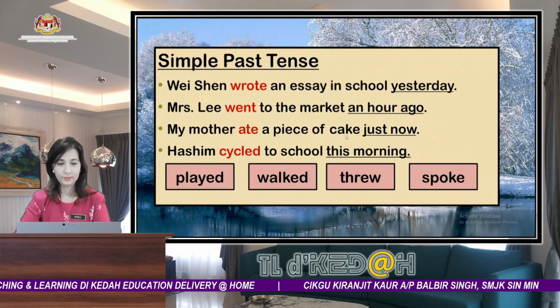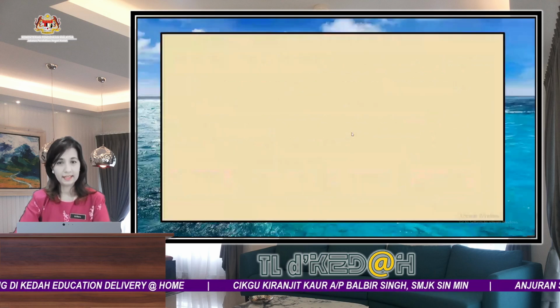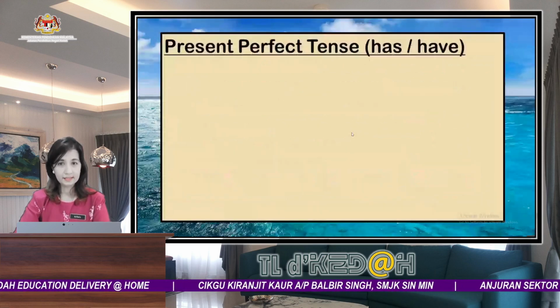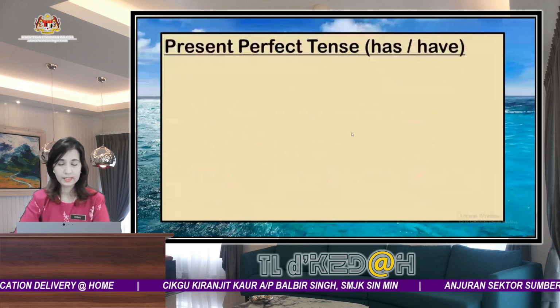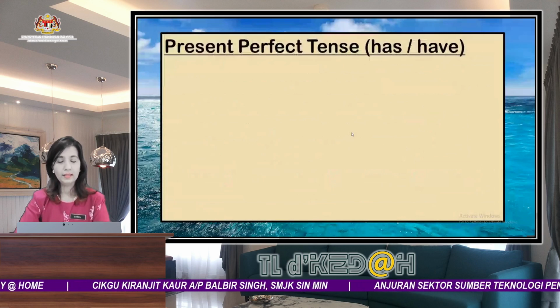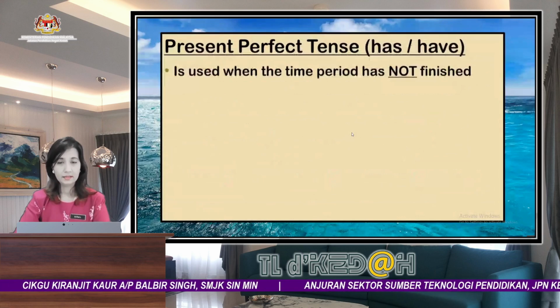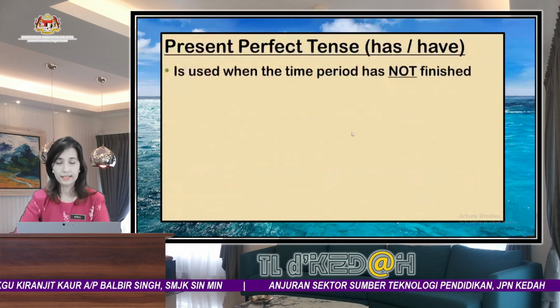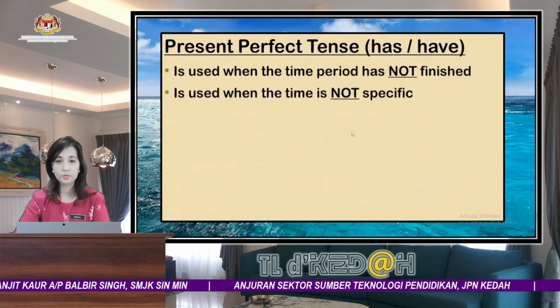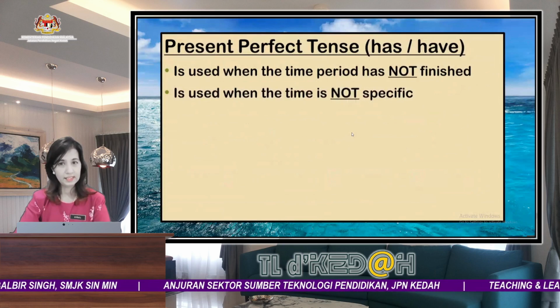Now we're going to look at present perfect tense. Present perfect tense commonly, or I would say always, uses has and have. It's used when the time period has not finished. It is still going on, and there is still some effect. It is also used when the time is not specified. So you can see a little bit of difference here.